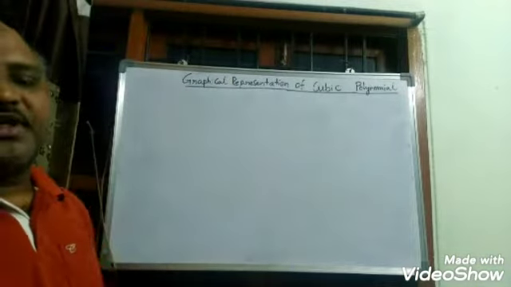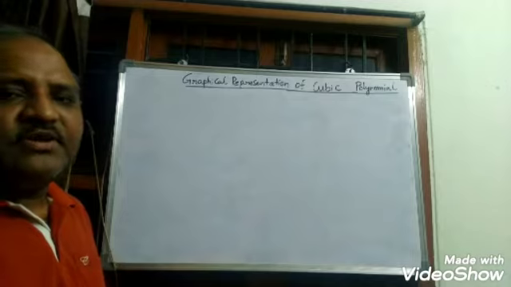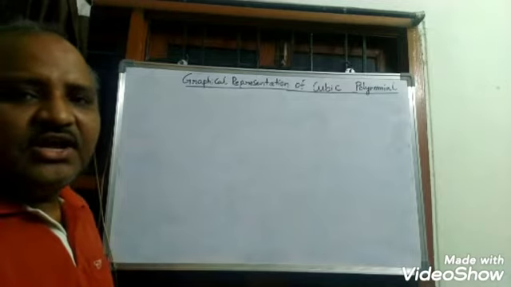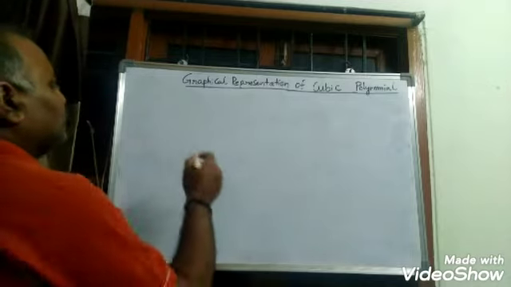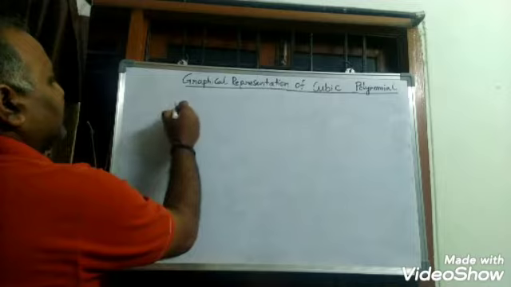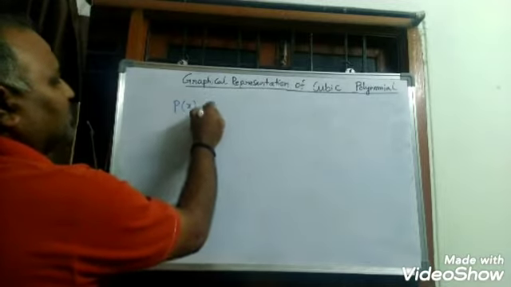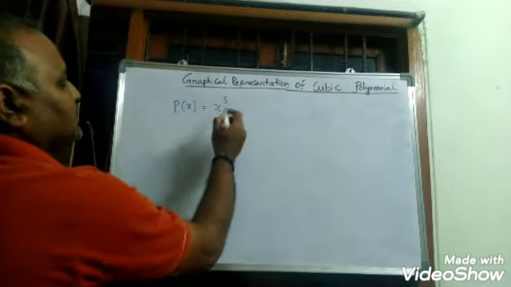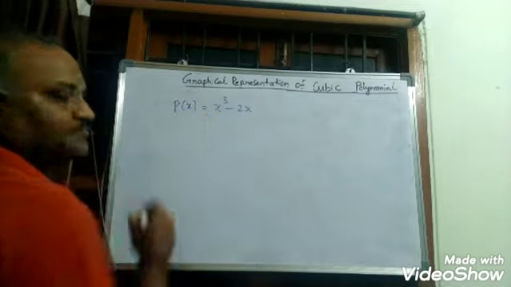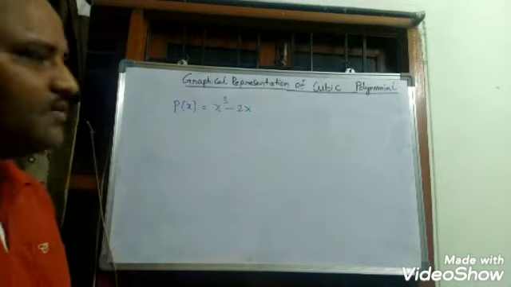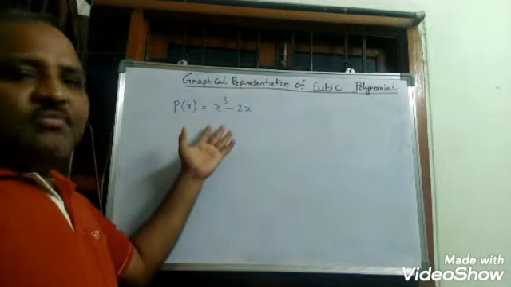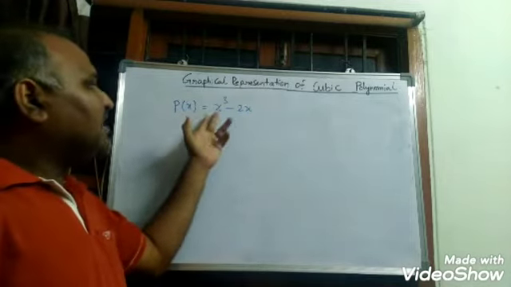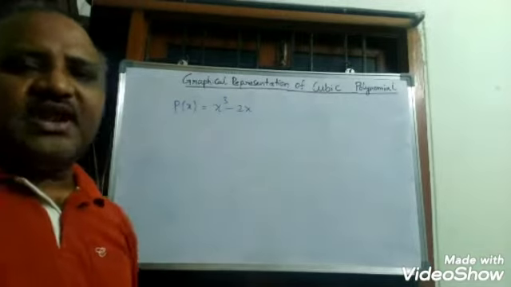Let us see the graphical representation of a cubic polynomial. Cubic polynomial means it will have degree 3. So for example, I am considering a polynomial p of x is equal to x cube minus 2x. We can take generally a polynomial whose degree is 3 and any number of terms we can have.